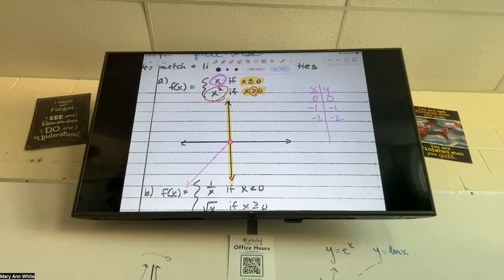Or you can plug in for points. You can plug in, okay, what am I going to get at 0? What am I going to get at 1? What am I going to get at 2? Again, I want numbers that are greater than 0. So I'm plugging those in. 0 squared is 0. 1 squared is 1. 2 squared is 4. So that's how I know these points are part of my parabola.